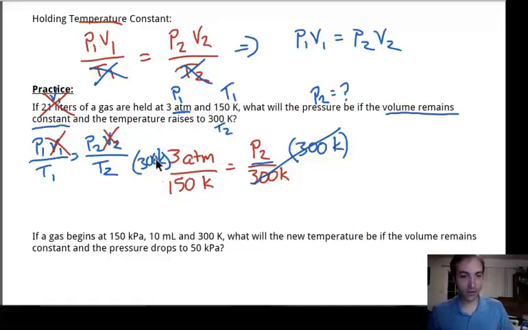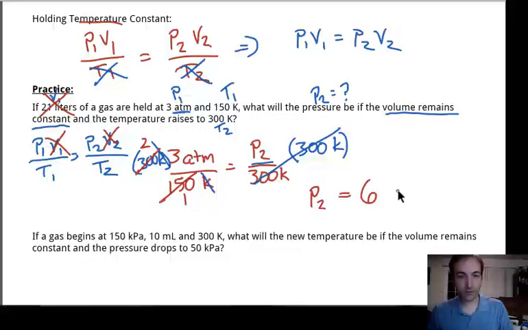And then on this side, notice my Kelvins cancel out, so they disappear. And then my 300 and my 150, they can reduce. So 150 goes into 300 twice. So 150 becomes 1, 300 becomes 2. And so I'm left with P2 equals, meaning the final pressure equals 2 times 3, or 6 atmospheres. Okay, so this problem was much easier than a simple combined gas law problem because we're able to get rid of the volume.